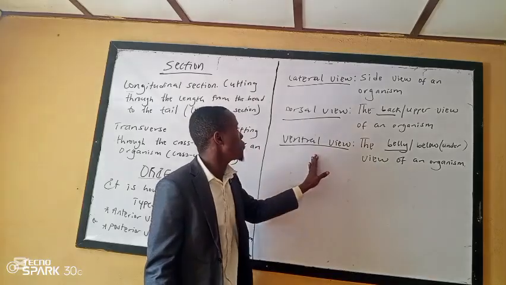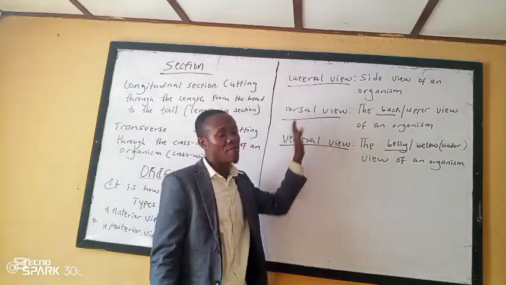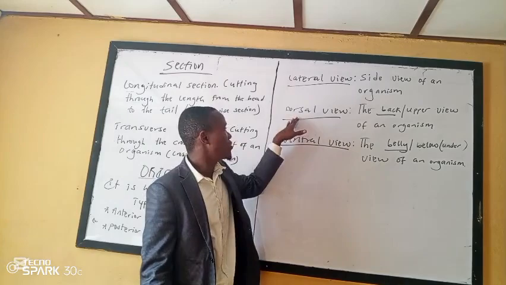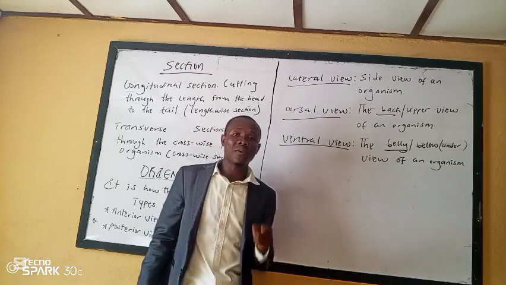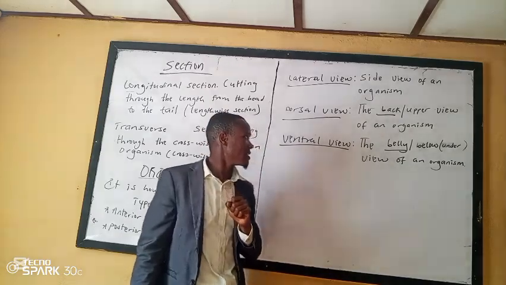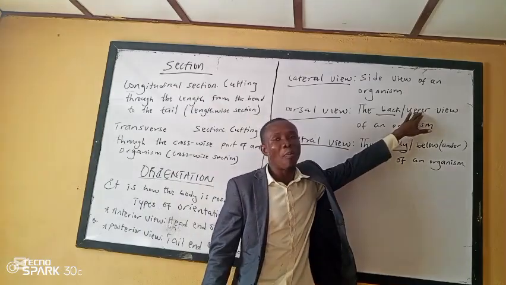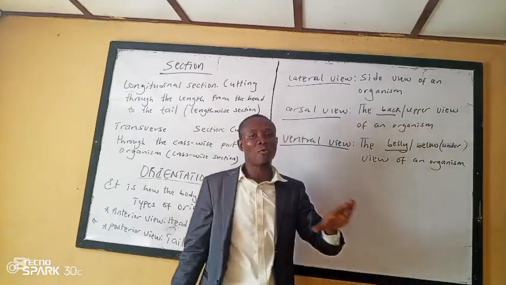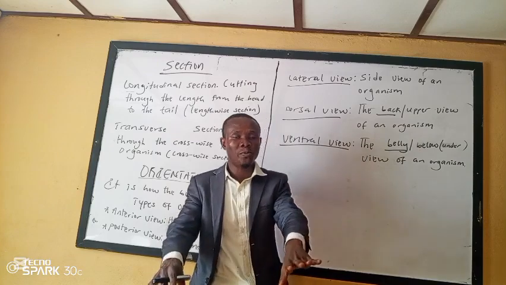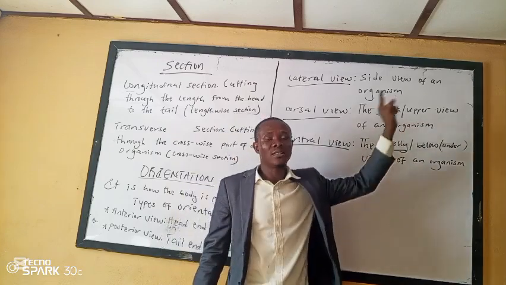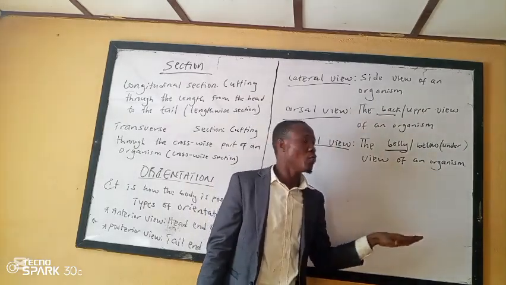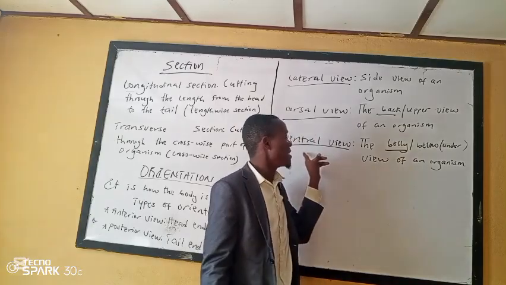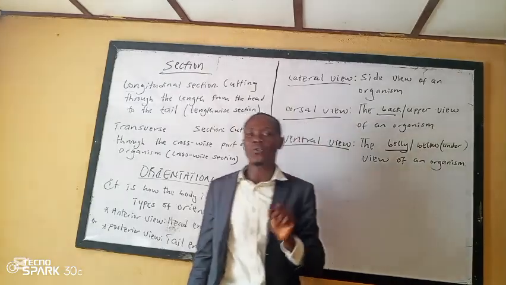So the ventral view is the opposite of the dorsal view, because the dorsal is talking about the back view, while the ventral is talking about the front view of an organism, or we can say the upper part in terms of dorsal for organisms that walk on all four. The upper part is the dorsal view, and the part below, the lower part, is what? The ventral view of that organism.